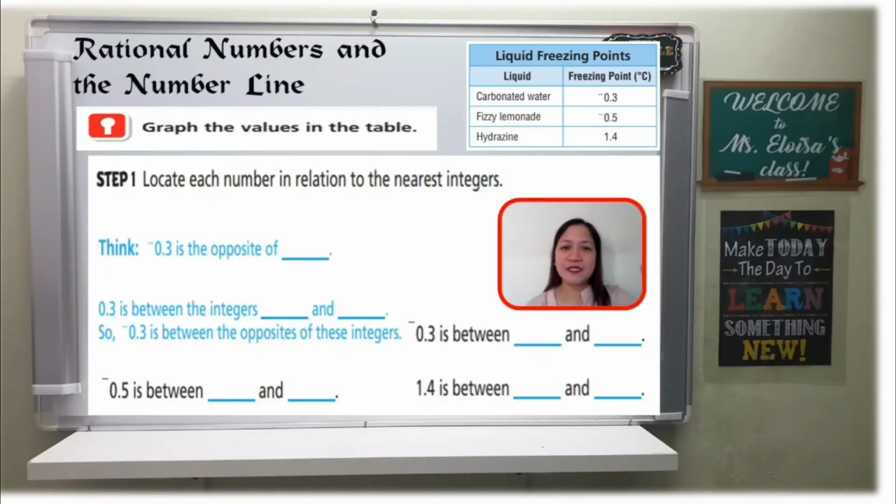Let us now graph the values in the table. Step 1. Locate each number in relation to the nearest integers. So think, negative 0.3 is the opposite of 0.3 or 3/10. So 0.3 is between the integers 0 and 1. Negative 0.3 is between the opposites of these integers. So negative 0.3 is between 0 and negative 1. Negative 0.5 is between 0 and negative 1. And 1.4 is between 1 and 2.